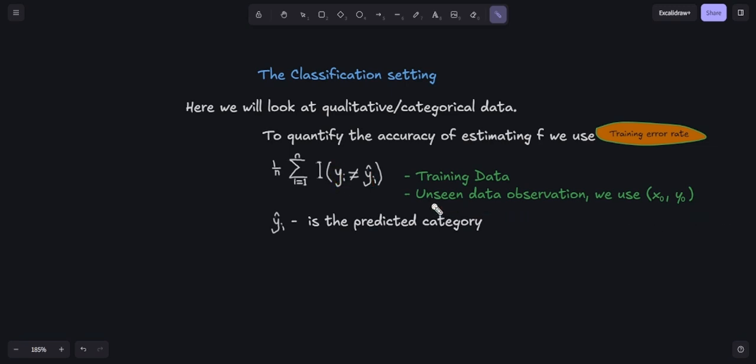For unseen data observations, we use x_0 and y_0. This is what we use for the classification setting.